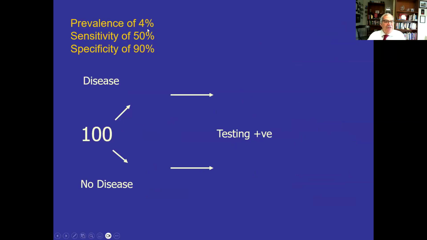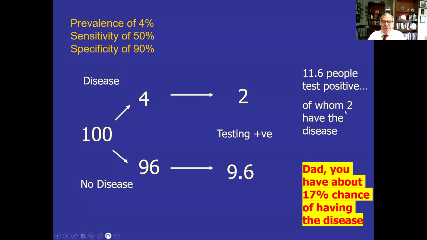So let's go to it. Our prevalence now would be 4%, or 4 people out of the 100, meaning 96 would not have the disease. Sensitivity at 50% means that 2 will test positive this time. But again, 10% of 96, which is 9.6, just bear with me for that, would also test positive, giving me 11.6, of which 2 actually have the disease. Now, Dad, you have about a 17% chance of having the disease. Much less, much more comfortable.